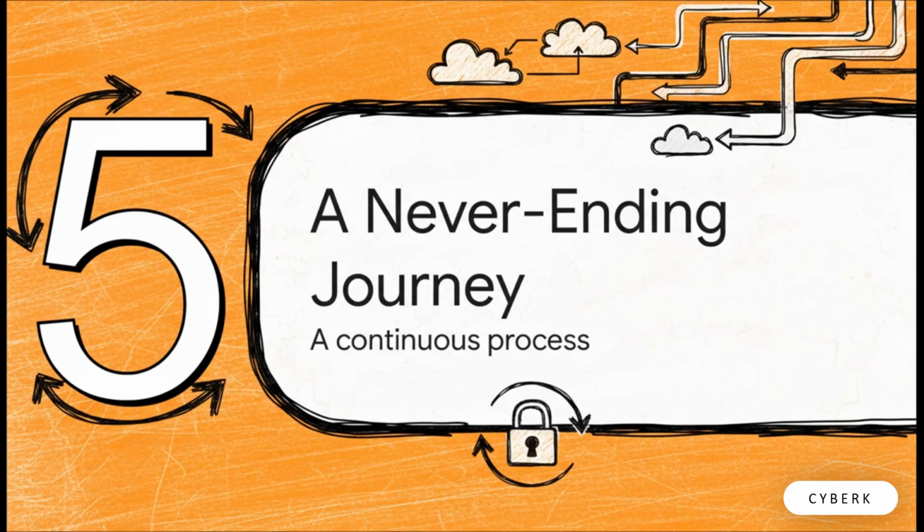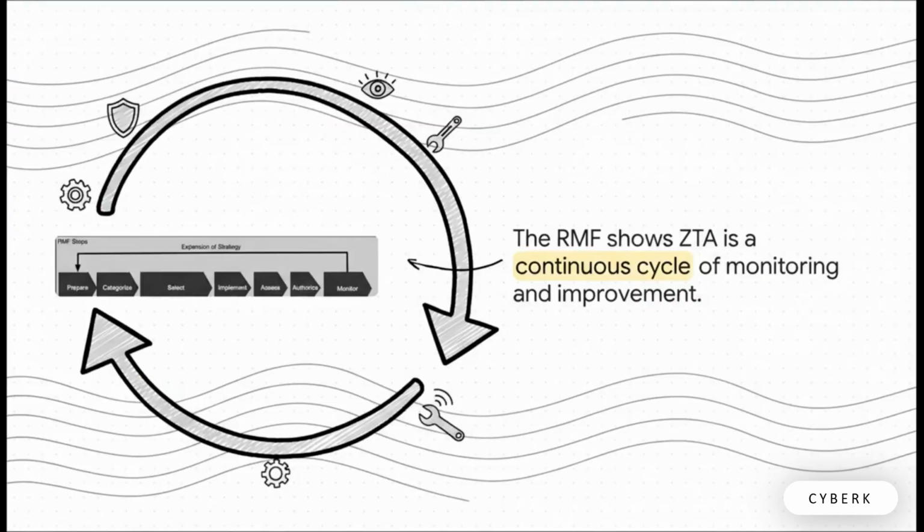So you did it. You've successfully migrated your first workflow. That's awesome! But you're not done. See, Zero Trust isn't a project you finish. It's a new, continuous security posture that you adopt forever. This diagram of the risk management framework is the perfect analogy. See how it ends with monitor and then just loops right back to the beginning? Zero Trust works the exact same way. It's a constant cycle of preparing, assessing, implementing, and then monitoring, all so you can adapt to new threats and new business needs.